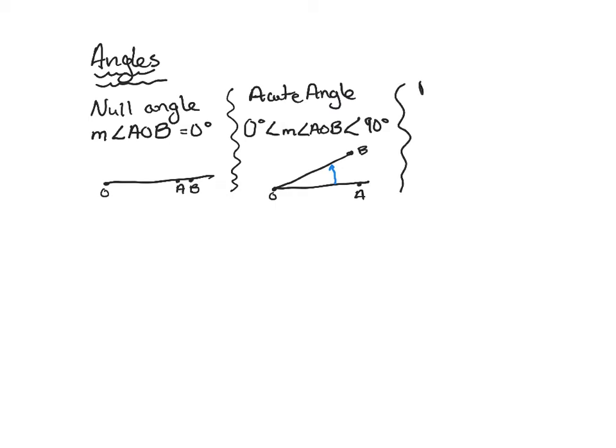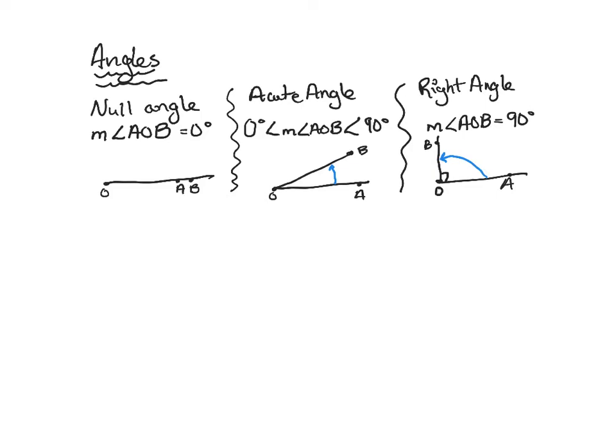The next one is called a right angle. A right angle has a measure of exactly 90 degrees. So if A is here and O, the vertex, is always here, then B is here. And what we have is a 90-degree angle here, and this has moved all the way up, so this angle inside is exactly 90 degrees.